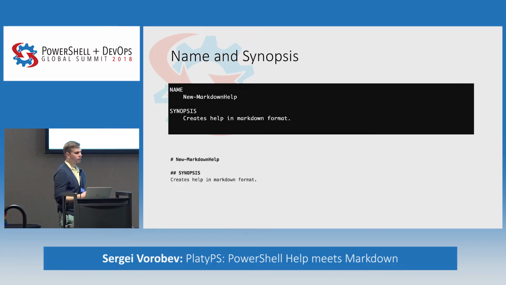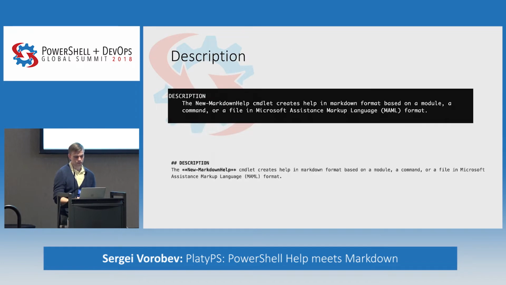Because, as I said, the PlatyPS schema is modeled after the Get-Help output. So basically, if you know the Get-Help output, you should be able to just pick it up. The first thing is name, and for name we use header level 1. Pretty self-explanatory. For synopsis, we use a level 2 header with the word synopsis, and then the text block that goes after it becomes the synopsis.